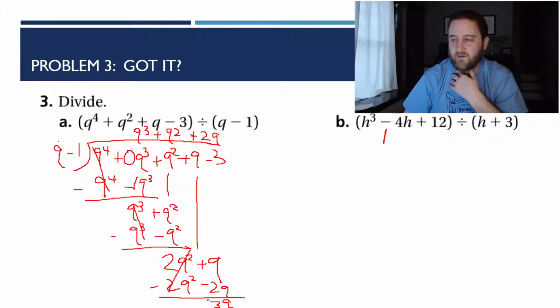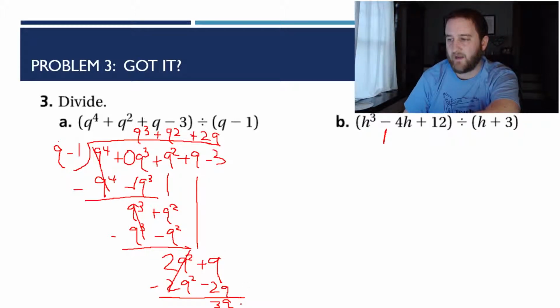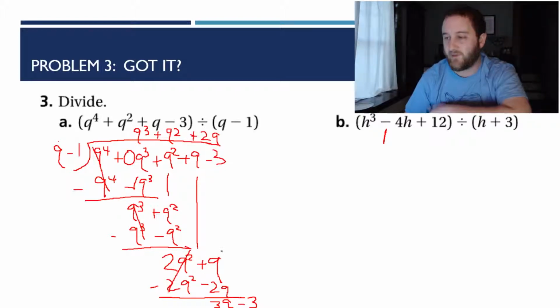Gosh, I'm running out of space here. That looks like a 39. But that's 3q. And then minus 3. Gosh, my dog's going crazy back here. He's got to go to the bathroom. So I'm going to try and go through this quickly so I can let him out.